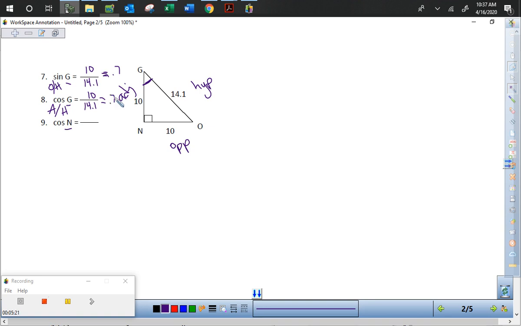Lastly is cosine of n. Notice n is a right angle. Anytime you take cosine, sine, or tangent of 90, all I want you to do is type it in your calculator, okay? Because here's the problem. The opposite side of a right angle is the hypotenuse. It's not called the opposite. So this always causes problems.